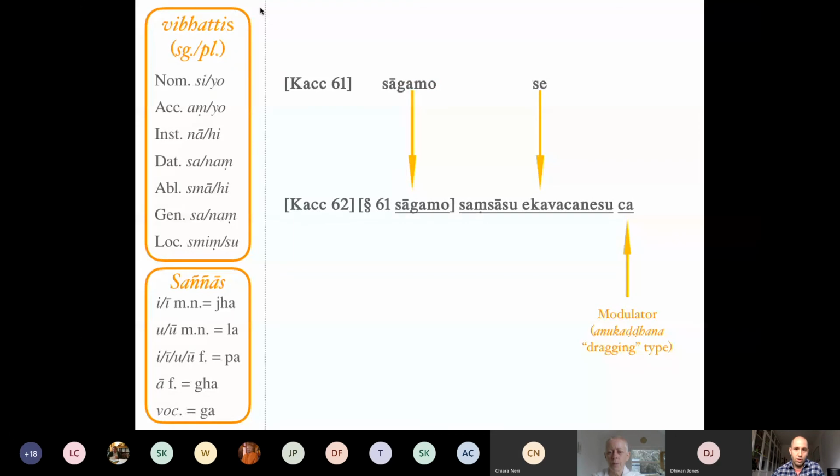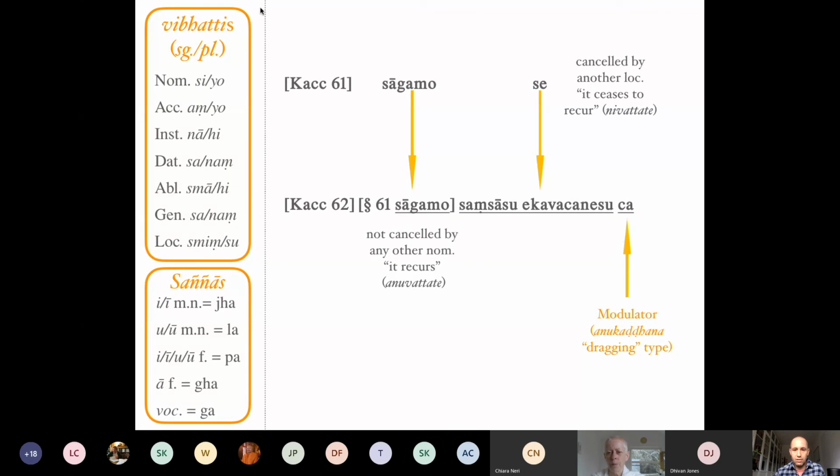In many scholarly books on grammar, you will see that they write it again in square brackets or round brackets and with the number of the original rule from which it is coming. And then the rest, "saṃsasu ekavacanesu ca", is the rule proper. Saṃsasu ekavacanesu has replaced se. And the ca is a modulator, in this case a marker, that is telling us that there is some anuvutti, there is some dragging. So we are dragging the word sakāragamo from the previous rule. Here, just explaining what's going on. One has been cancelled, the other one has not been cancelled.